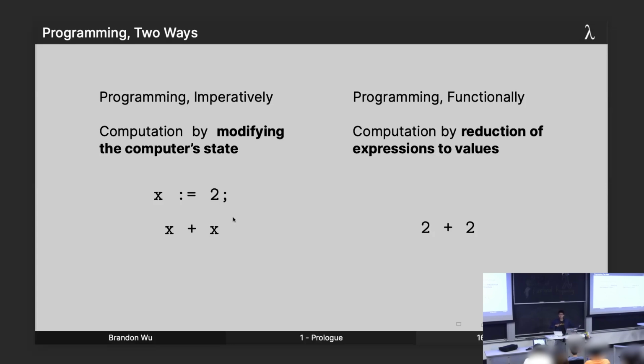In a functional program, this is imperfect, but it'll do for now, we just do 2 + 2. We see 2 + 2, and we reduce it to 4. Because 2 is 2 is 2. 2 is 2. And then 2 does not interfere with 2, right?